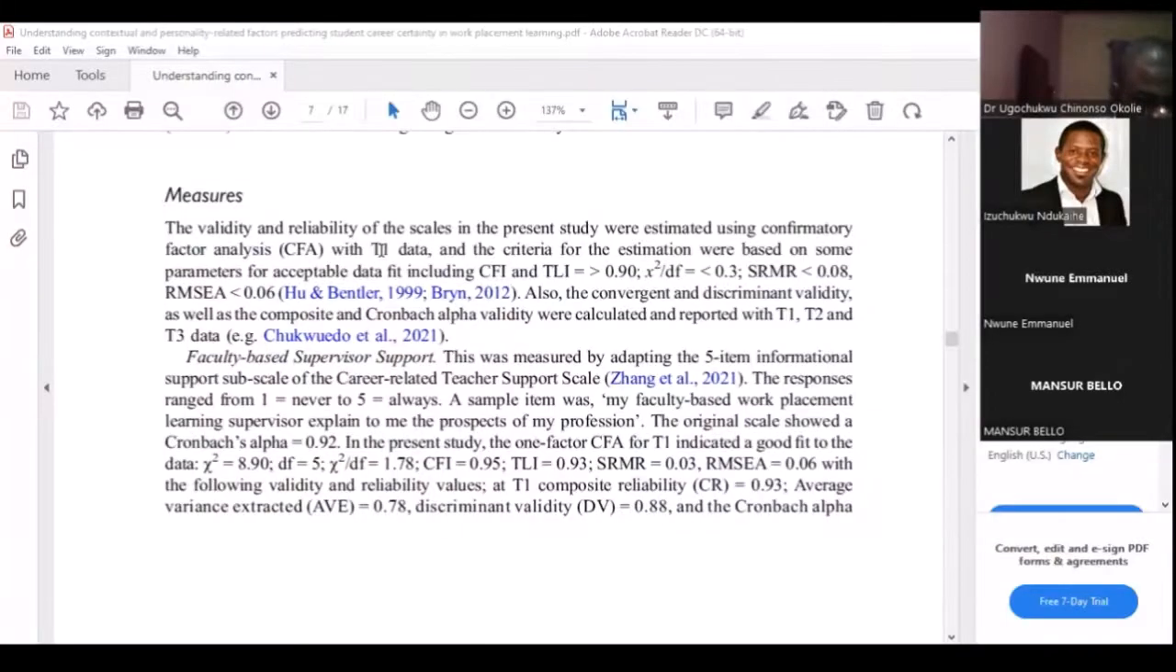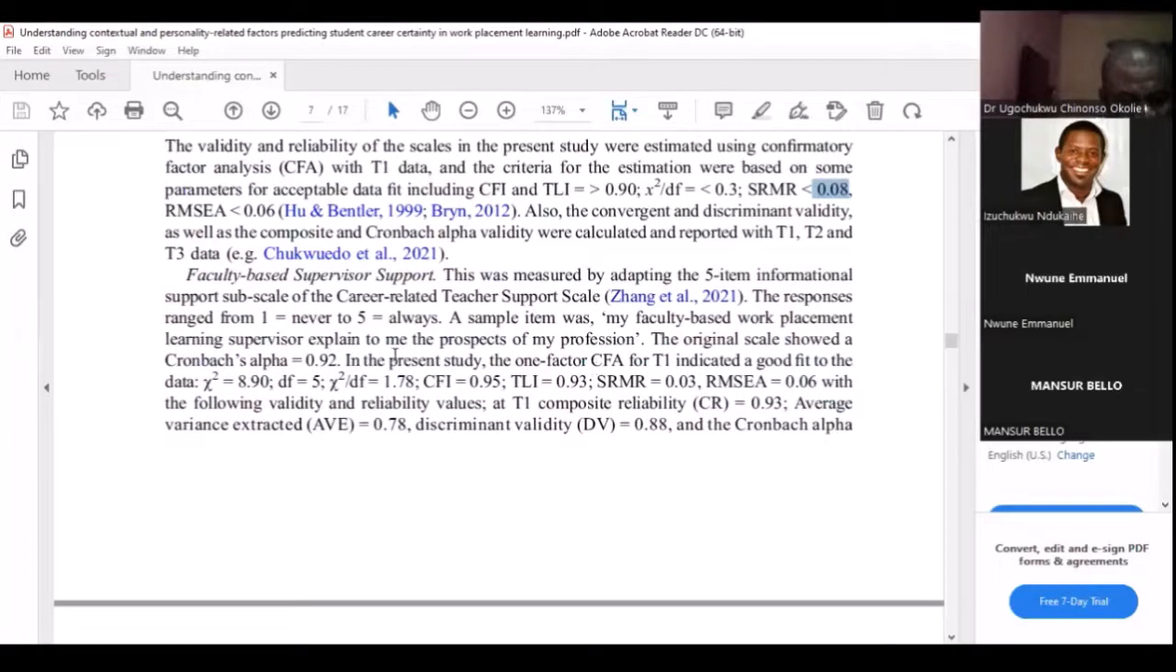Now you can see here, look at the metrics. The CFI, which is the comparative fit index, and the Tucker-Lewis index must be above 0.9 at least, and the chi-square divided by the degrees of freedom has to be less than 3.0, from 3.0 downwards. Anything above 3.0 upwards is bad. So this is the threshold. These are the things we need to watch out for in our study and then report them.